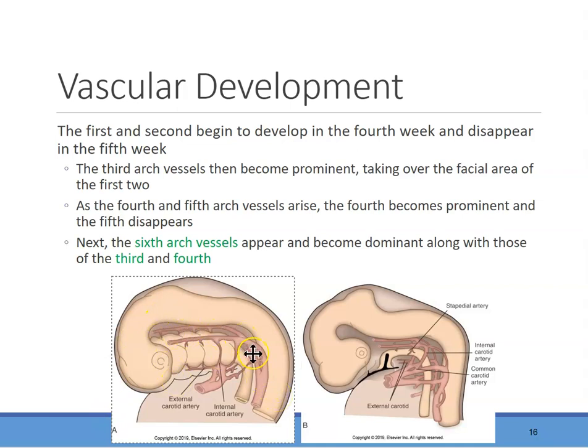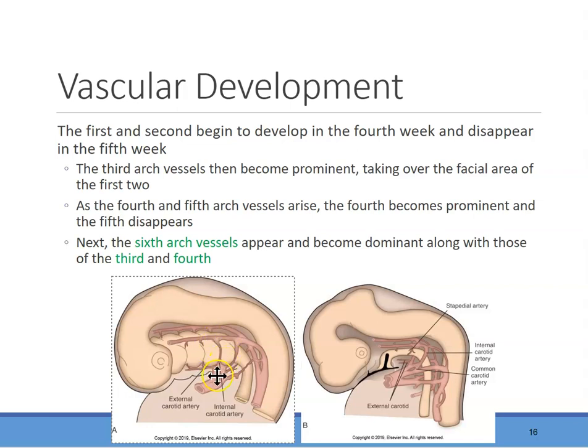And what you see in the blood vessels of the embryo is this is the first arch blood vessel, this is the second arch blood vessel, the third, the fourth, the fifth is somewhere in the middle, and the sixth. What I want you to know is that the first and second start to develop in the 4th week, but then they disappear in the 5th week. So you can see here, there's no blood vessel because it disappears in the 5th week.